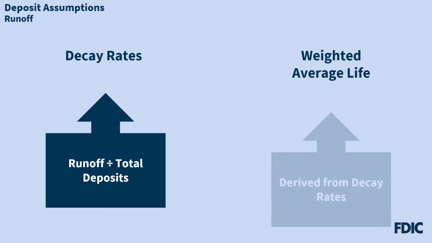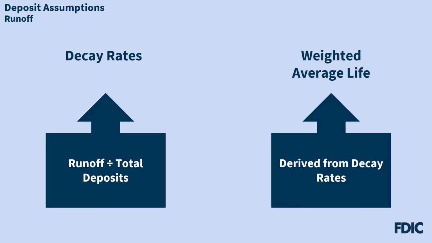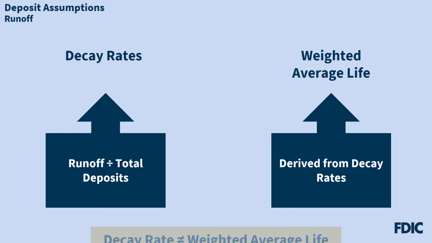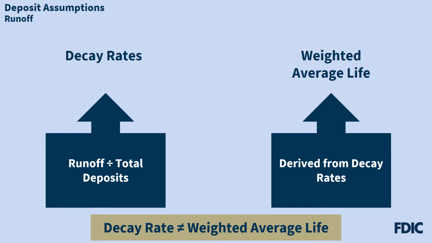The weighted average life is calculated by using the annual rate of decay to determine how long deposits will remain within the bank. There's an inverse relationship between the decay rate and the weighted average life, meaning the higher the decay rate, the lower the weighted average life of the deposit, and vice versa. However, keep in mind that while decay rates can be used to determine weighted average life, they are not the same thing and cannot be used interchangeably within the model.